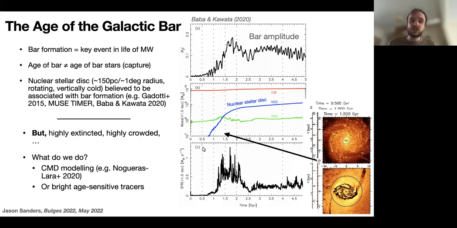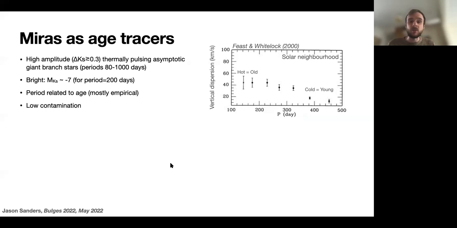But it's a very challenging thing to do in the Milky Way because the central regions of the galaxy are very highly extincted, they're very highly crowded. So one option is to look at color magnitude diagrams and look at the distributions of the giant branch across different populations. However, for intermediate ages, the effects of changing the age are quite subtle on the giant branch. And so here I'm proposing using a different tracer, and that's Mira variable stars.